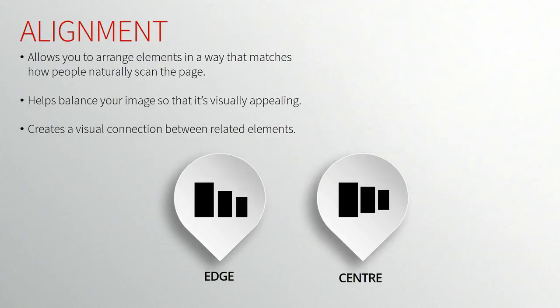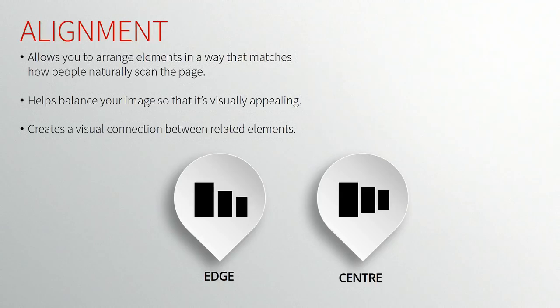Okay, now alignment. Everybody knows what alignment is. If you've used a word processor or anything, you know what alignment is. Alignment is very important in design though, because it allows you to arrange elements in a way that matches how people will actually scan or read your information or your page. And it helps to balance out your image as well, so that it's visually appealing. But I just want to make you aware, we do have two types of alignment. We have either edge or center.